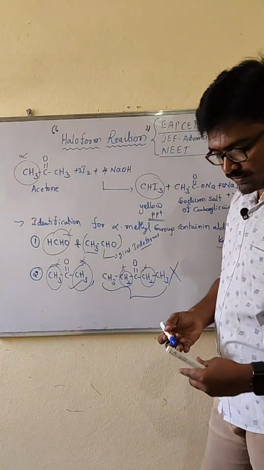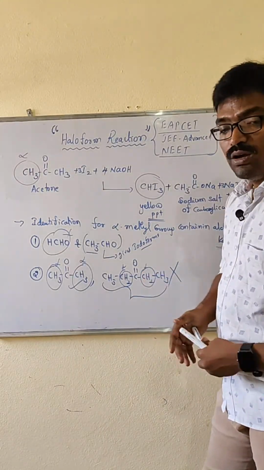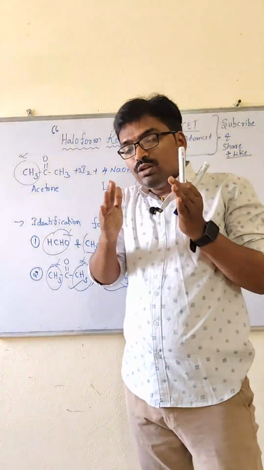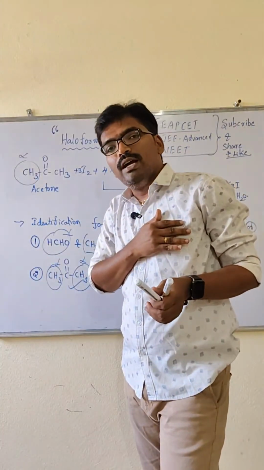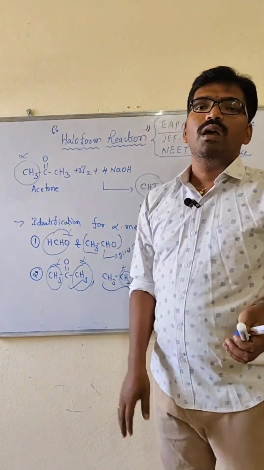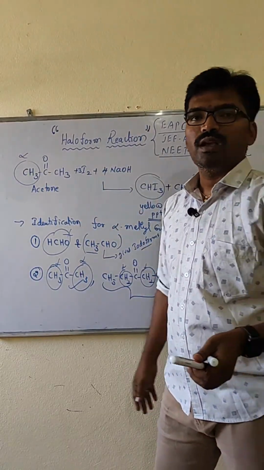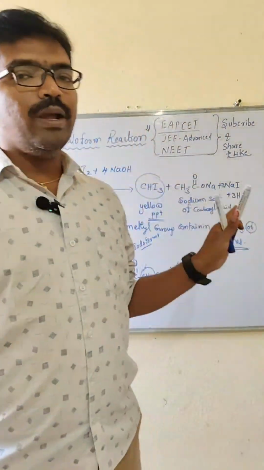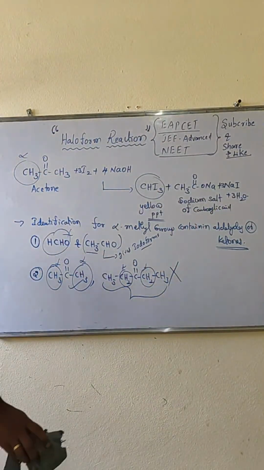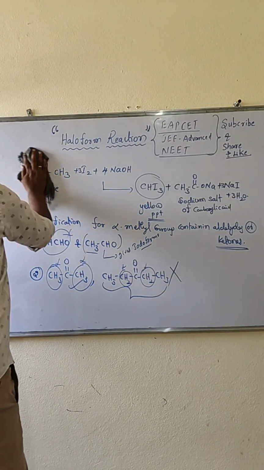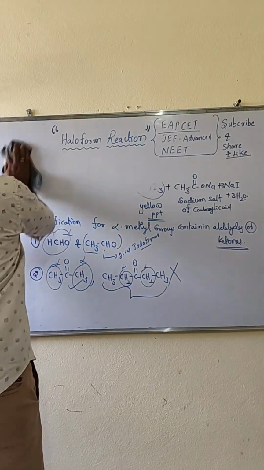So like this, to distinguish between two molecules of aldehydes or ketones which have an alpha methyl group, the haloform test is used. Clear, my dear students? So what is the mechanism of the haloform reaction? That we'll discuss. What is the haloform reaction mechanism?